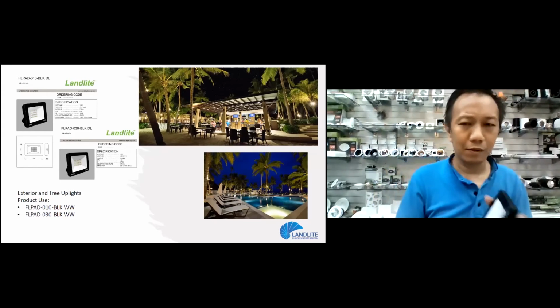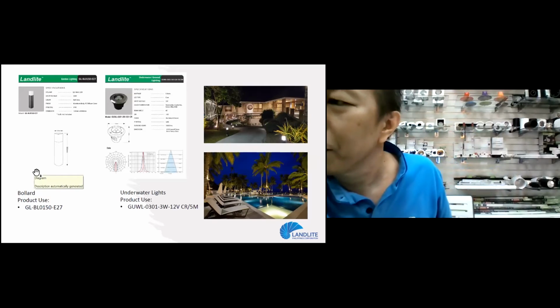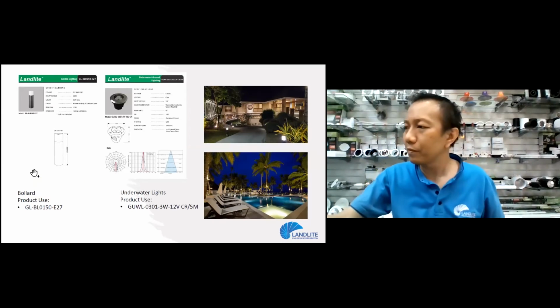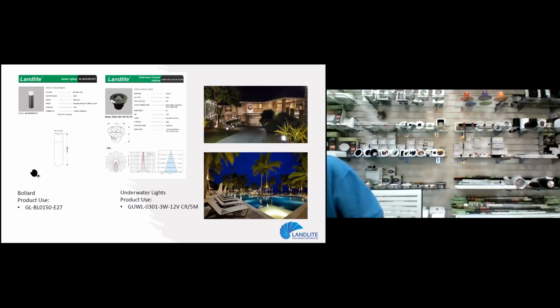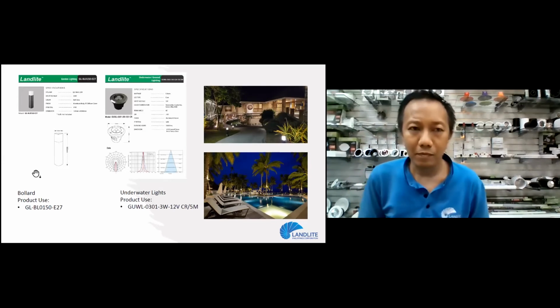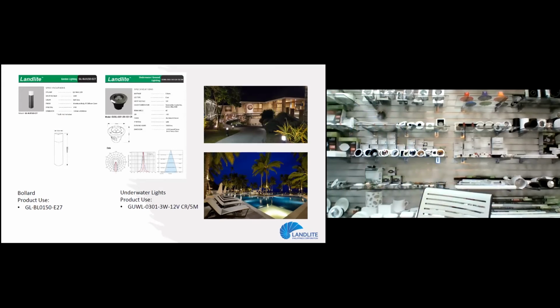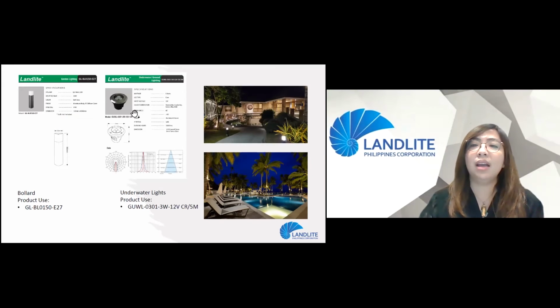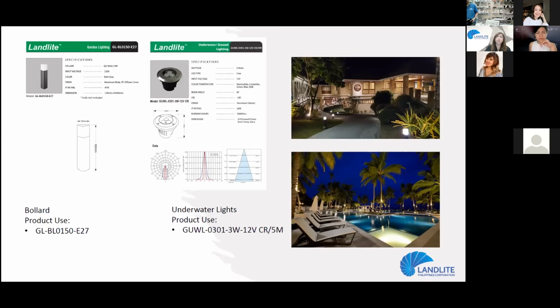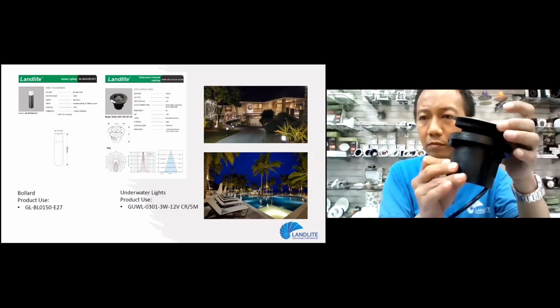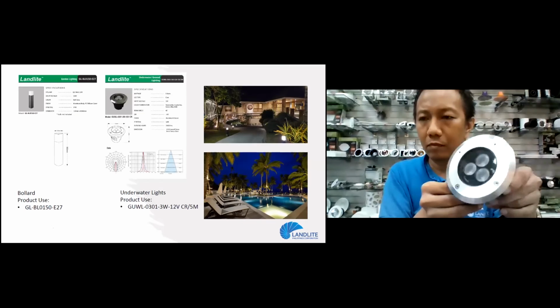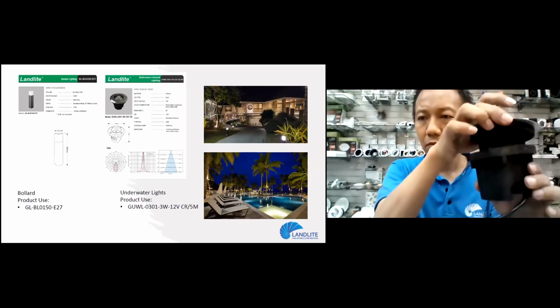Next one is, I'm not sure if you also design gardens and exteriors. You do, right? So, this is one of the bollards they used. Okay, you see the pathways there. Right? And then, for their swimming pool, they used our warm white colored 3 watts. So, for the pool, the inner portion is die-cast aluminum. The outside is stainless steel.